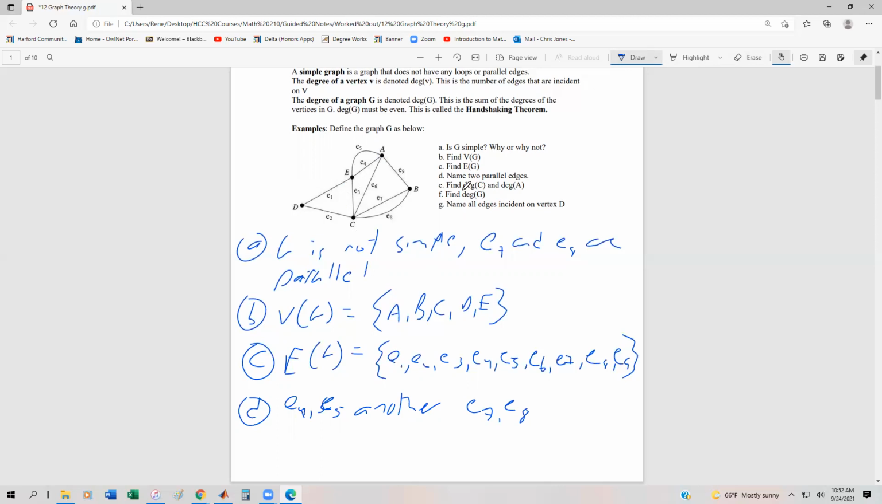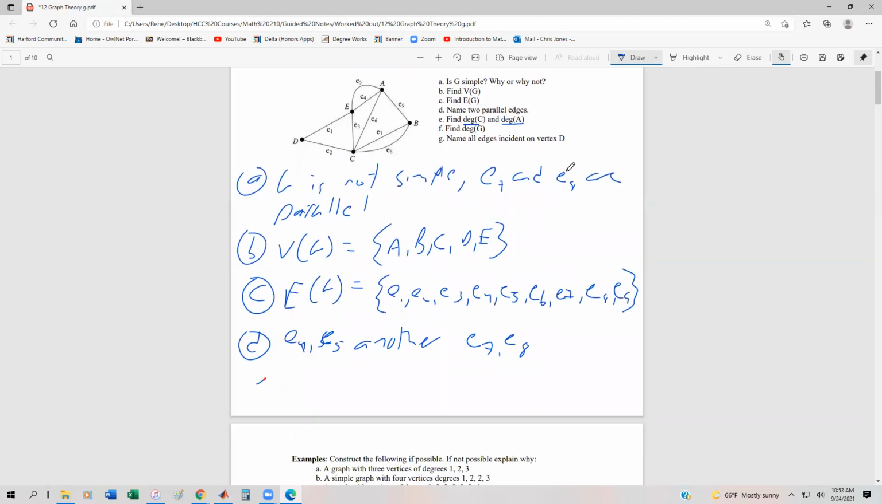Find the degree of vertex C and find the degree of vertex A. Okay, so we would say that the degree of vertex C, we can see that there's 1, 2, 3, 4, 5 edges that are incident upon it. So the degree would be 5. And then the degree of A, we look over here, we see 1, 2, 3, 4 edges that are incident upon it. All right, so not too difficult, right? It's pretty easy for us to do that.